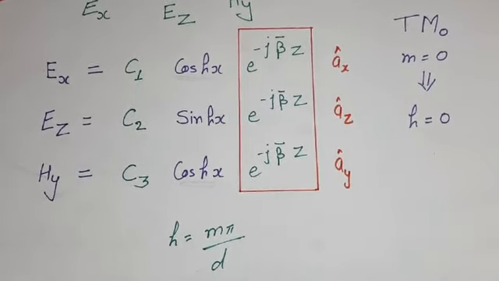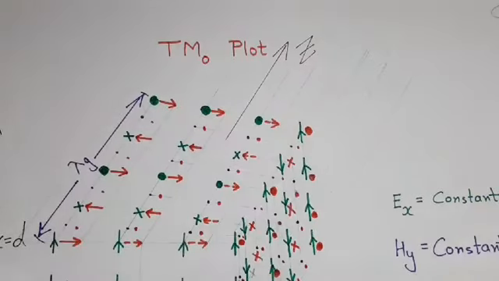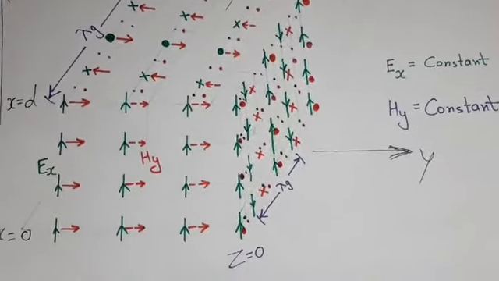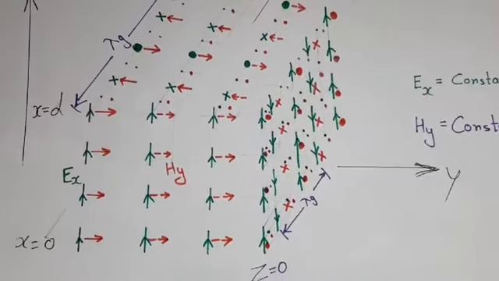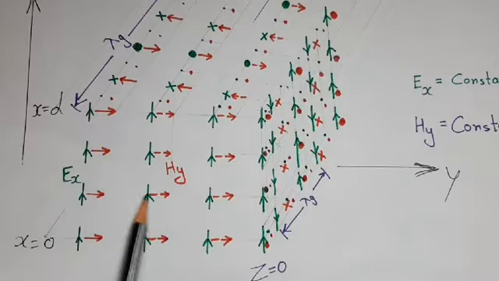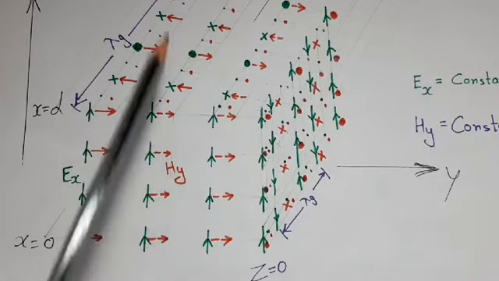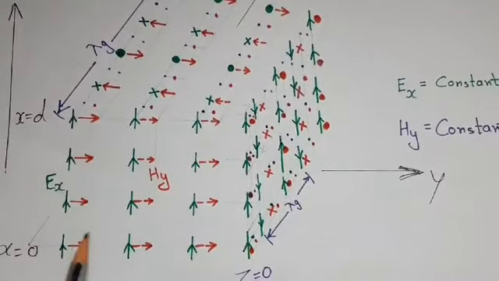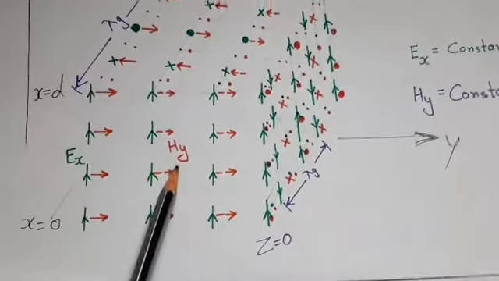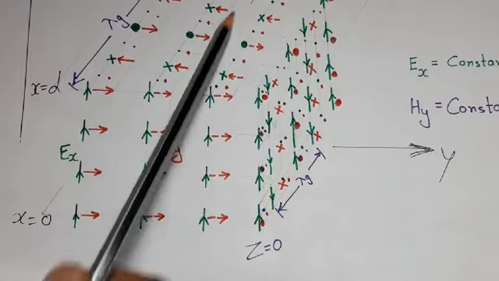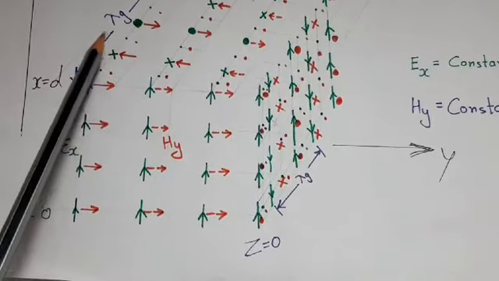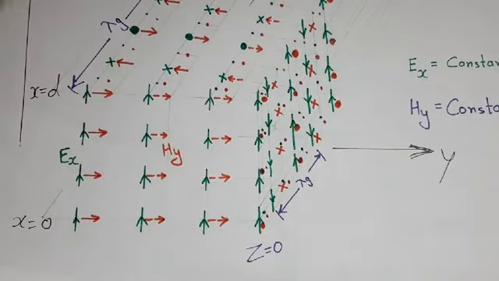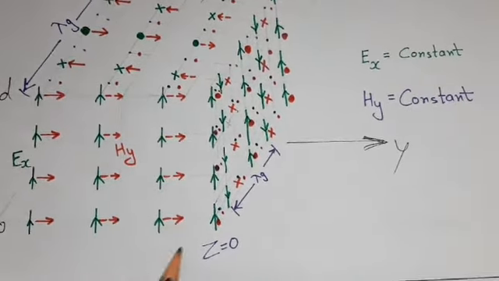As in case of parallel plane waveguide, there is no boundary in y direction. That's why field is constant in y direction also. Therefore, we can say that in case of TM0, field will remain constant in x direction as well as in y direction. Field will vary only in z direction with wavelength lambda g. Here we have plotted TM0 mode in 3D view so that it is easy to understand.